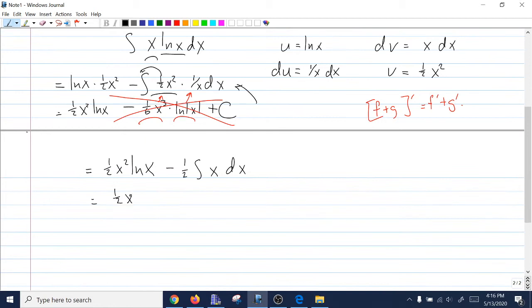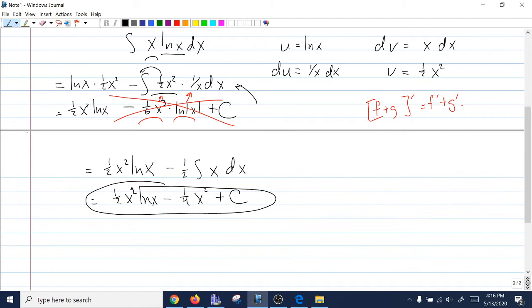I get half x squared natural log x minus the integral of x is half x squared, with that half makes 1/4 x squared. There's our derivative. I think it's a good idea to take the derivative of this to check your work. Not just about checking your work, but about taking the derivatives of these things that you do by parts makes integral by parts a thing that you get in your guts.